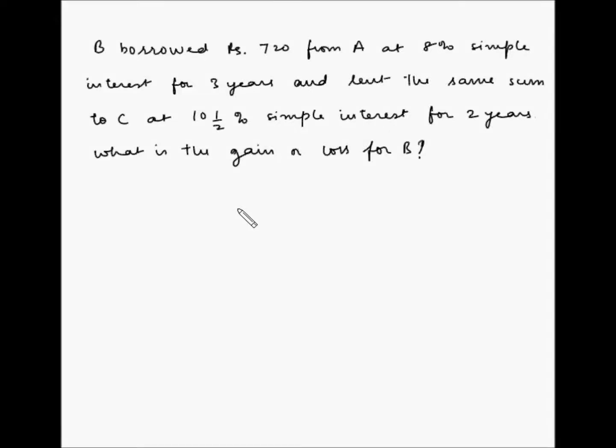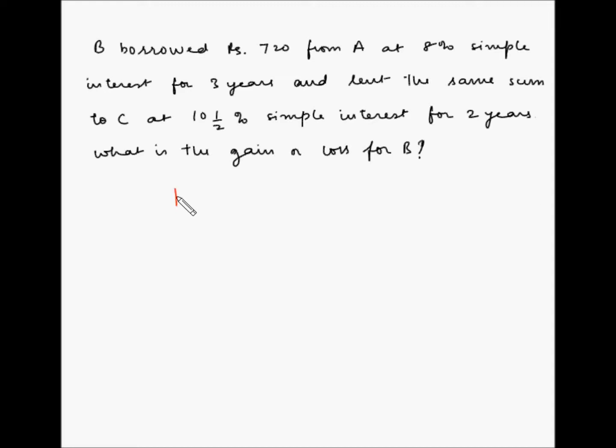B borrowed rupees 720 from A at 8% simple interest for 3 years and lent the same sum of money to C at 10.5% simple interest for 2 years. What is the gain or loss for B?